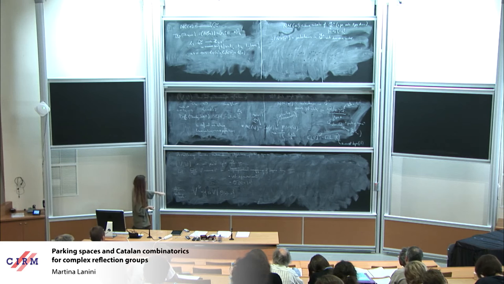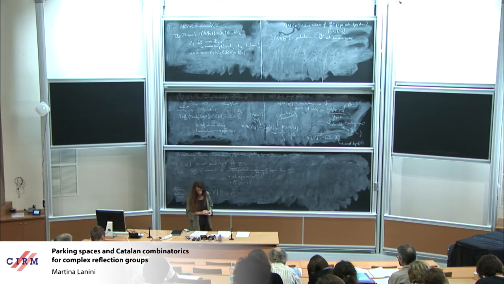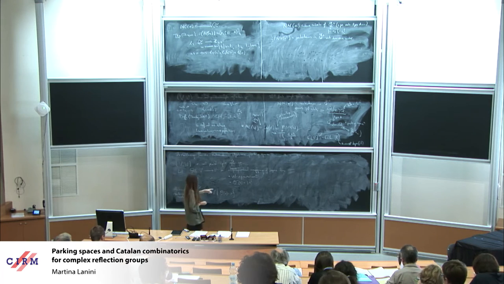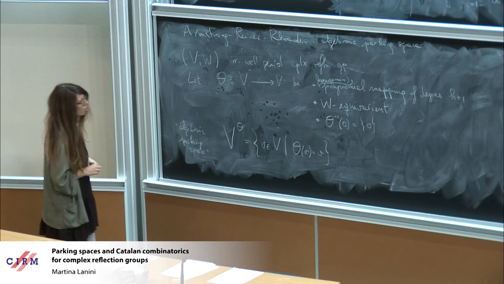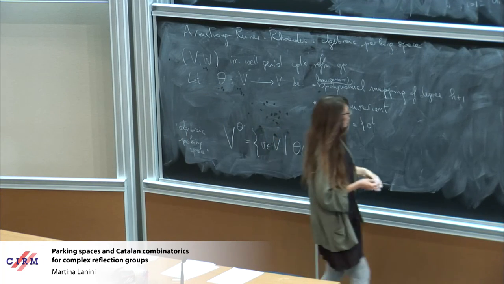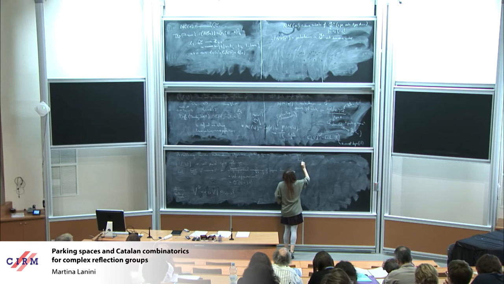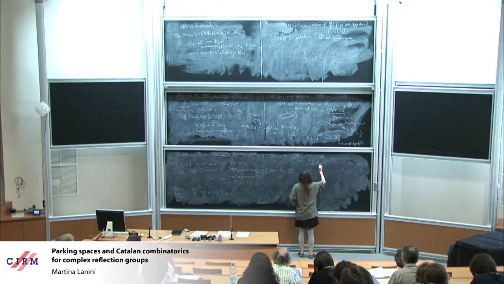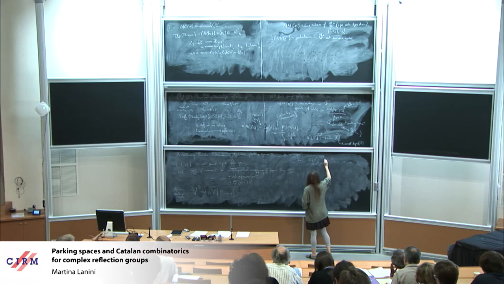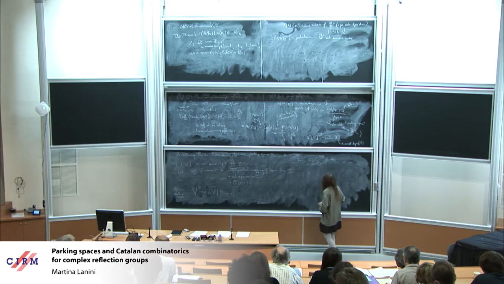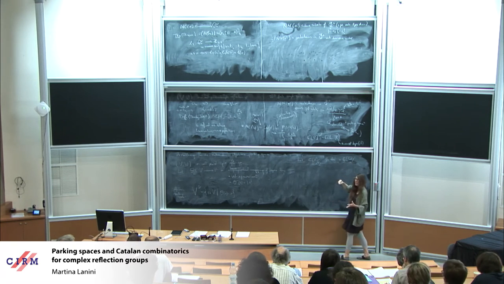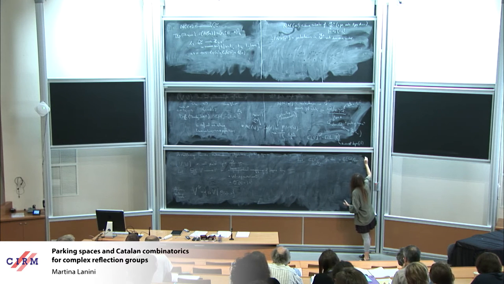So maybe, why are they calling this algebraic parking space? Well, because in fact, if we have all of these assumptions, if everything in here is satisfied, then what happens is that C V mod theta, which is finite dimensional, is in fact isomorphic to, in the crystallographic case, this thing.